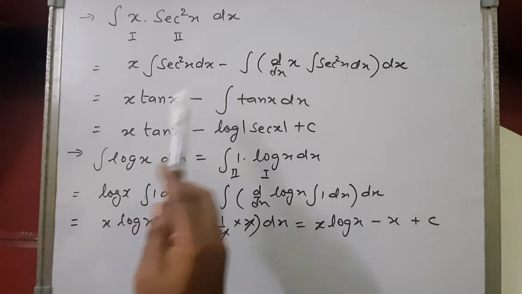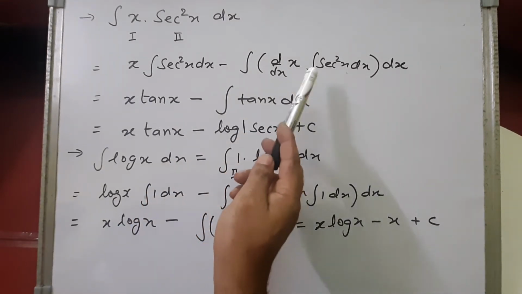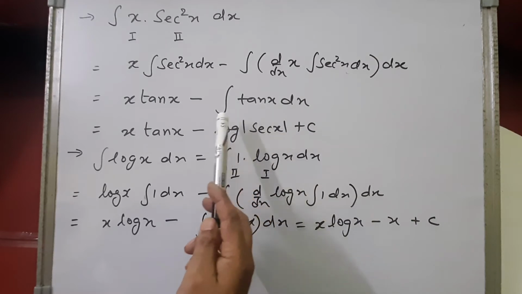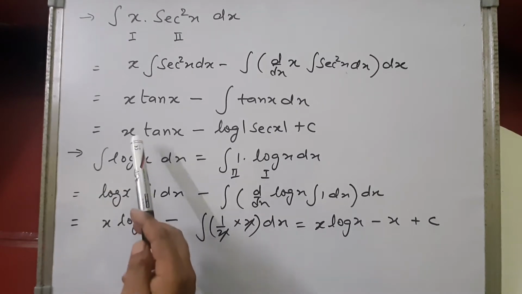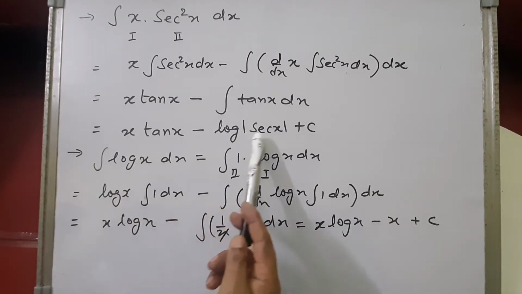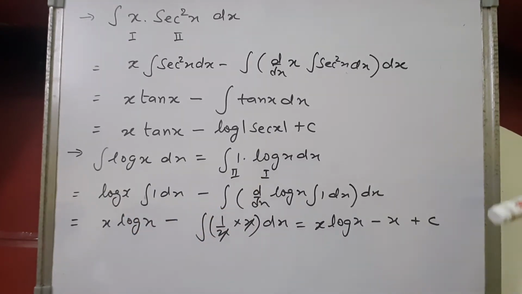So when we integrate sec square x, what will we get? tan x, and d by dx of x is 1. Integration of sec square x is tan x, and integration of tan x is log of mod of sec x. So the answer will be x tan x minus log mod of sec x plus c.